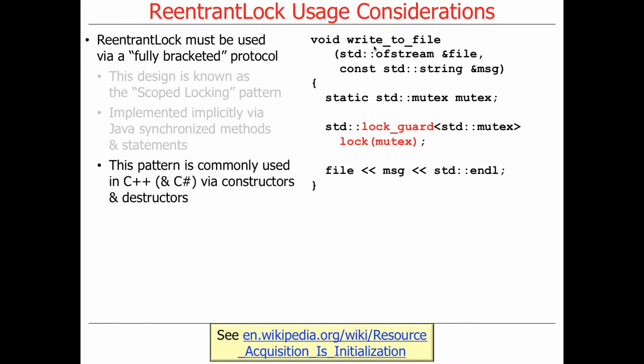This pattern is also commonly used in C++ and C# via constructors and destructors. So typically what you do is you write a little guard object that acquires something in its constructor, does some stuff with the lock held, and then when the destructor is called, when it goes out of scope, it releases the resource. This is called the resource acquisition is initialization pattern or idiom in C++ and C#.